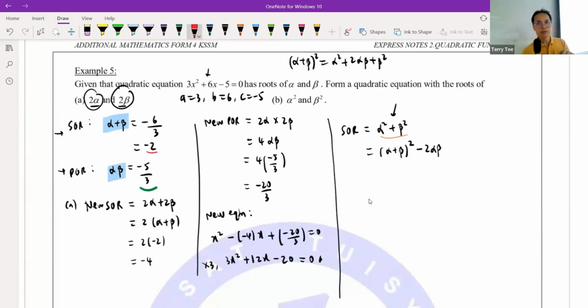Since I am looking for these two, the 2 alpha beta I bring over to the left. Therefore, my alpha square plus beta square is alpha plus beta bracket square minus 2 alpha beta. I hope you can remember this. My alpha plus beta, I already have it here. Answer is negative 2. I square it. My alpha beta, I already have it here.